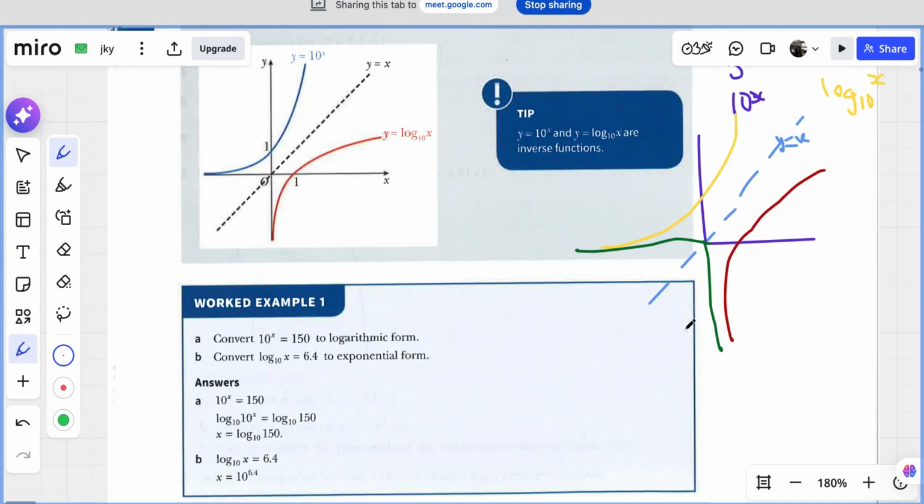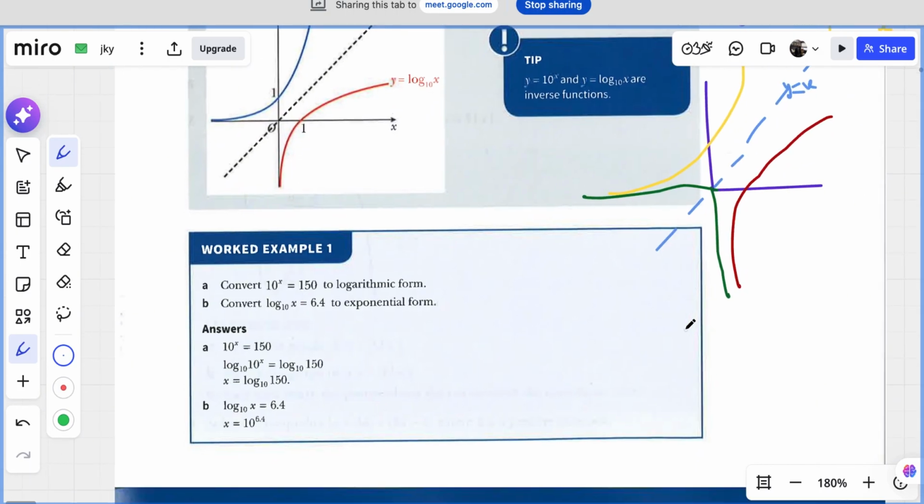Okay, so now let's solve examples, let's solve questions. Convert 10 to the power x equals 150 to a logarithm function. Change it to a logarithm function. And the second one, convert log 10 x equals 6.4 to an exponential function. So they've given us two scenarios. They want us to convert one from exponential to logarithm, and the other from logarithm function to exponential function. Let's start with the first one.